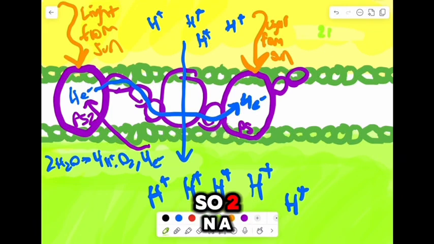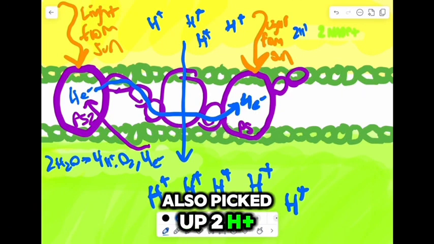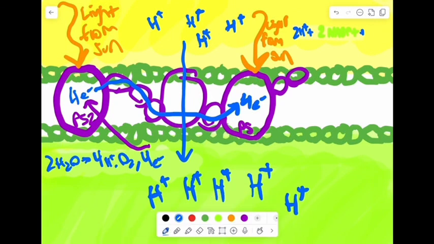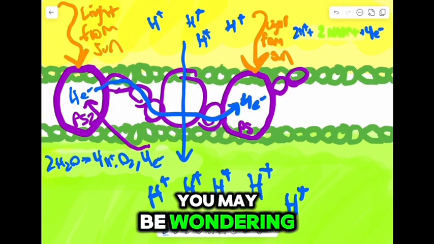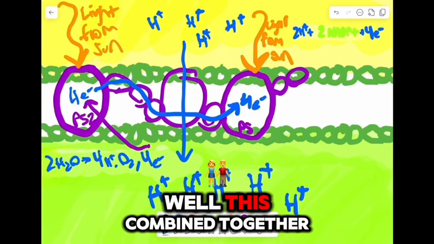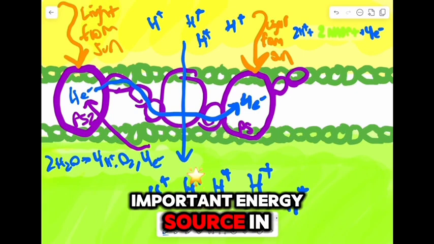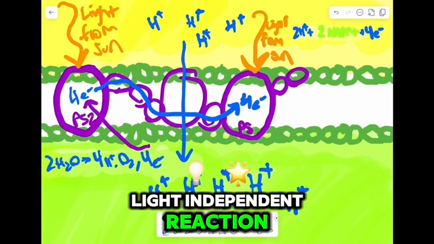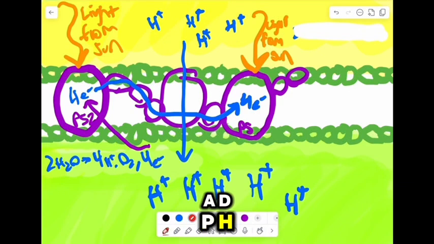So 2 NADP+. Then 2 hydrogens are also picked up, 2H+. And as I said before, our 4 electrons. Now that these 4 electrons have been picked up, you may be wondering what happens. Well, this combined together creates NADPH, which is a very important energy source in our reaction, specifically the light-independent reaction. So this creates NADPH.